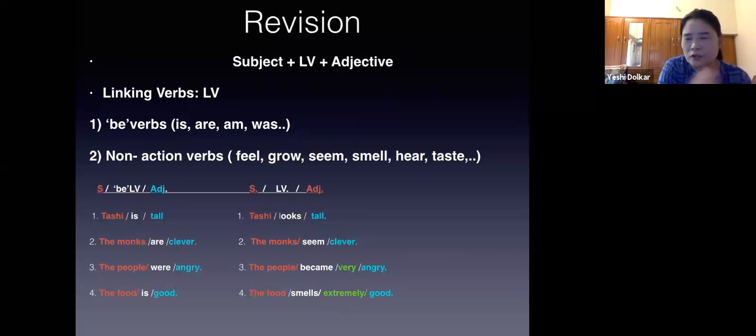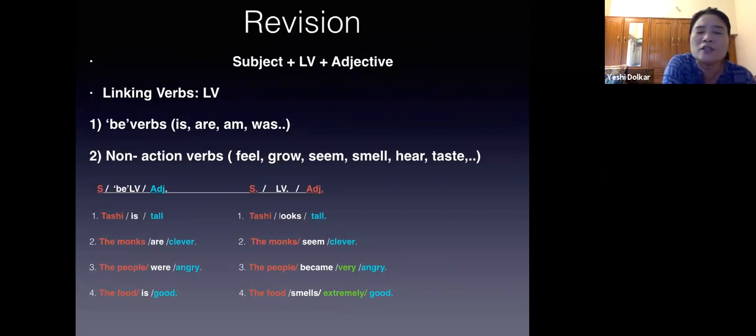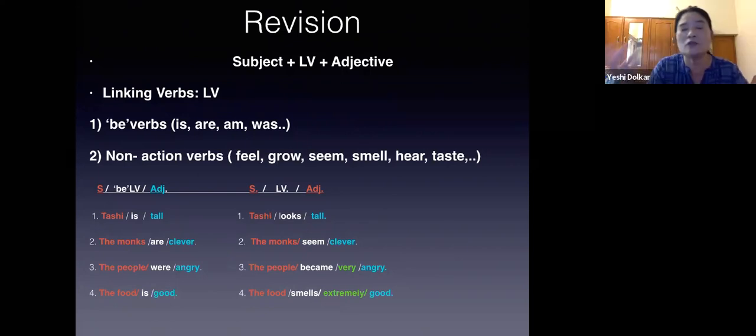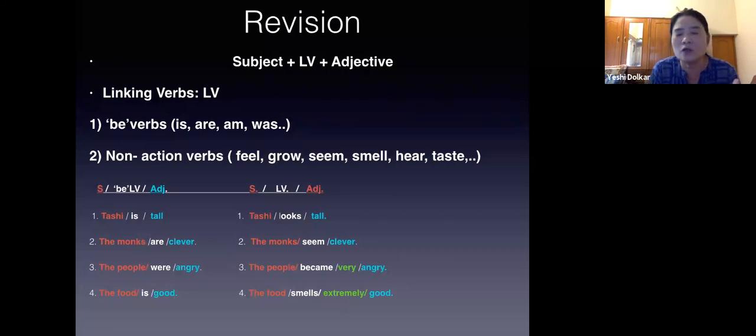Do you understand? So don't bring another word after that. Okay, you can put an adverb. You can say Tashi is very tall, because this very is modifying it. Adverb. Tashi is extremely tall. Tashi is quite tall. It kind of describes the adjective. That helps you expand it.